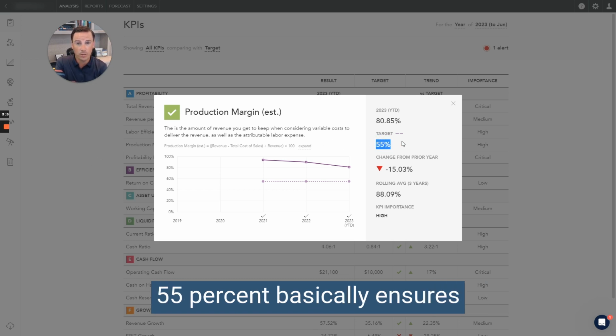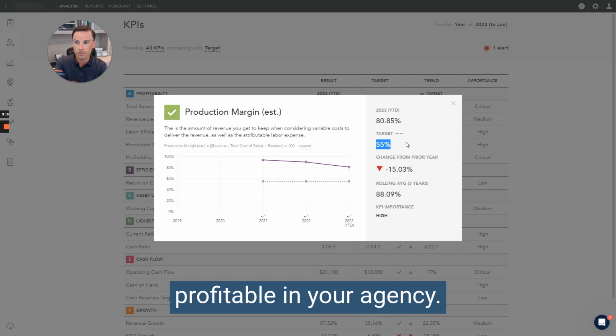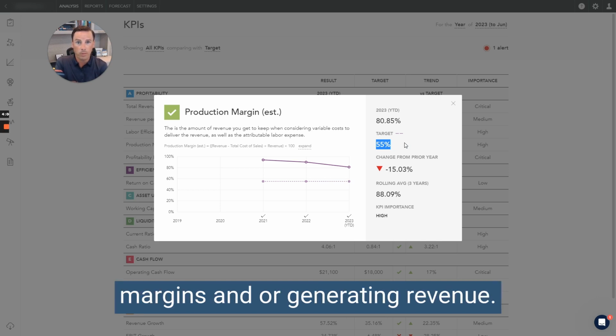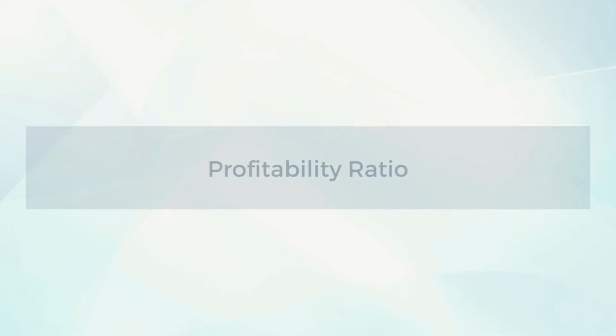55% basically ensures that you're going to be profitable in your agency. Anything north of 50% is good. Anything below 50%, generally we're having conversations about what we need to do around margins and/or generating revenue.